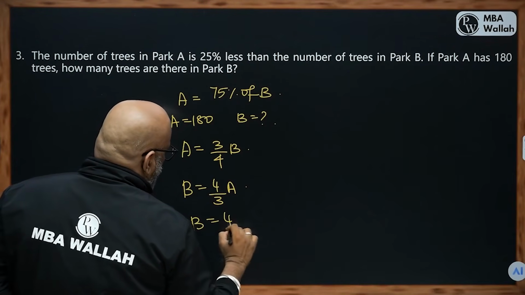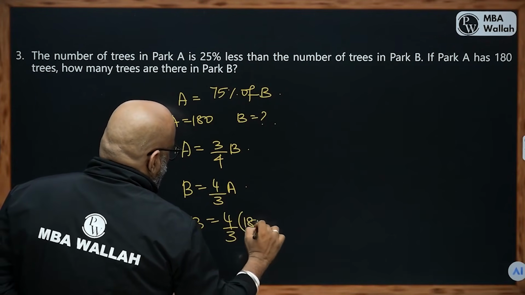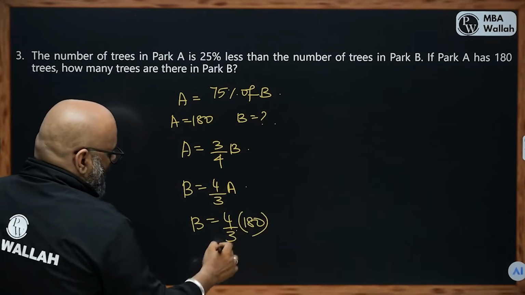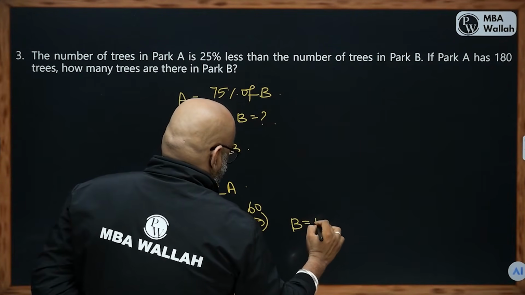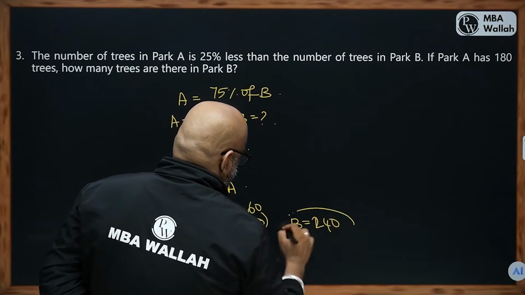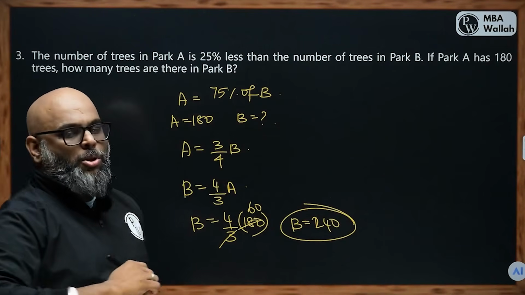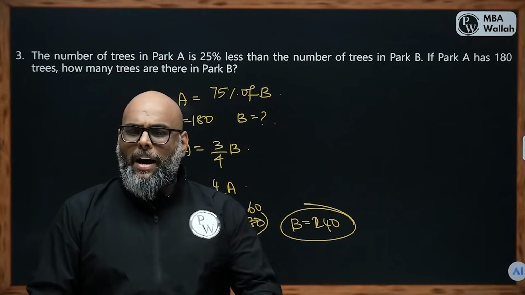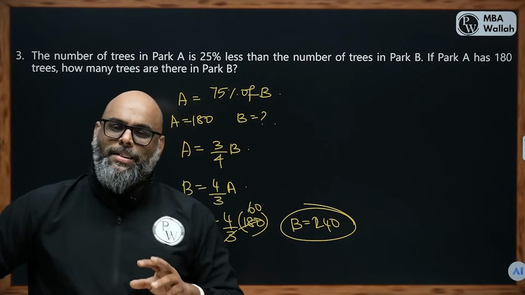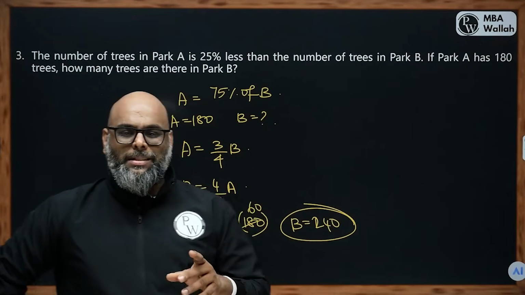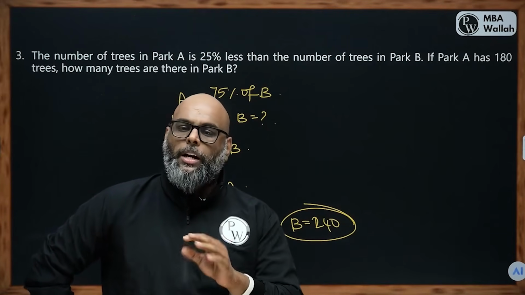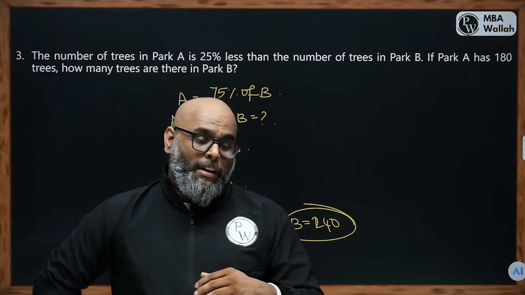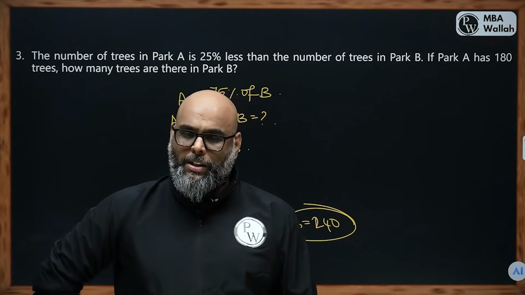B is equal to 4 by 3 times 180, which we know by data is 60, or B is equal to 240. So park B has 240 trees. Park A has 180 trees. So simple ideas, get to the fundamentals, solve a few basic questions before you hit the intermediate questions, so that you build that comfort level of solving questions.